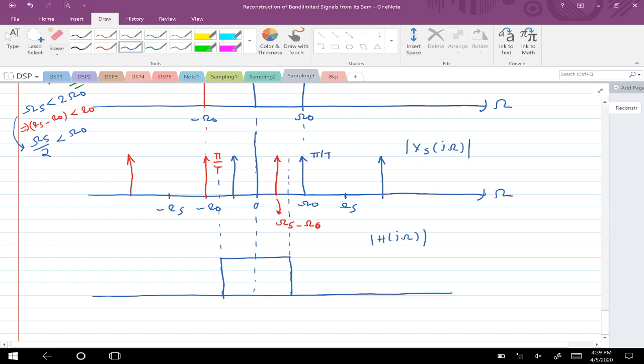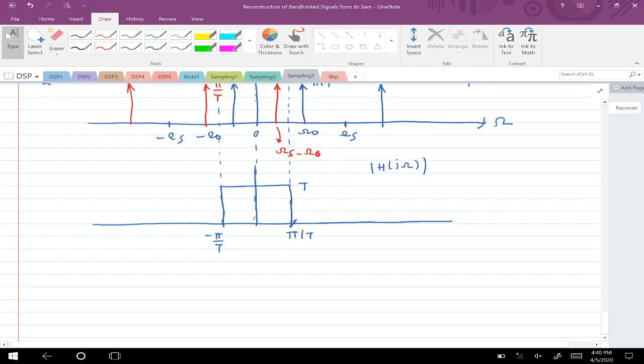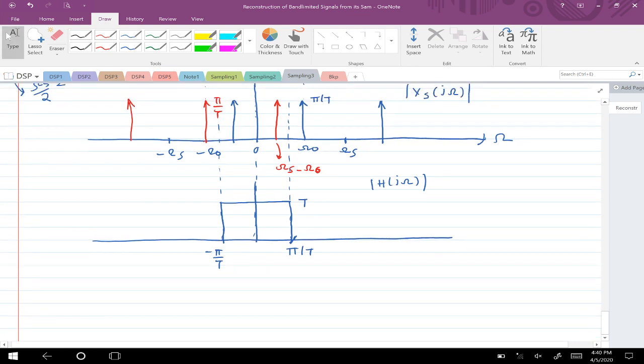And of course this gets multiplied by T. This is your y-axis, and this value is equal to omega s by 2, or else I could write it as pi by T also. Because omega s is 2 pi by T, so this is equal to pi by T, and minus pi by T on the other side.